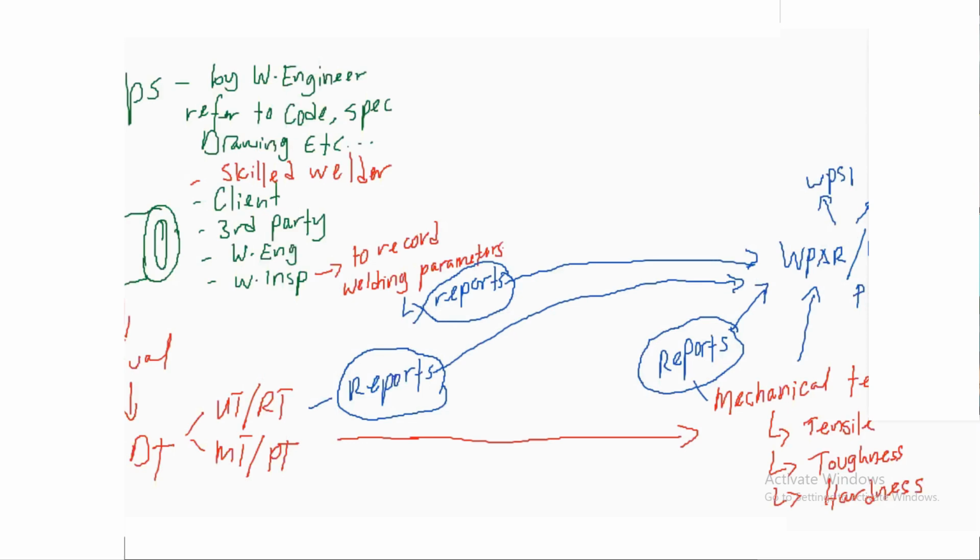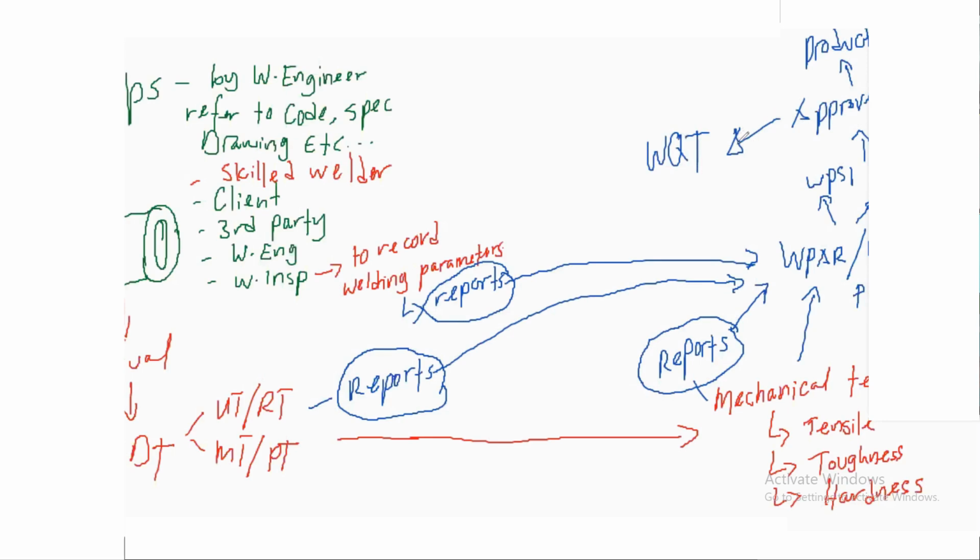So after this, approve the WPS. The WPS is normally approved by the client. The client will approve. Then after the WPS is approved, production can start. From the approved WPS here, we are able to carry out welder qualification tests.